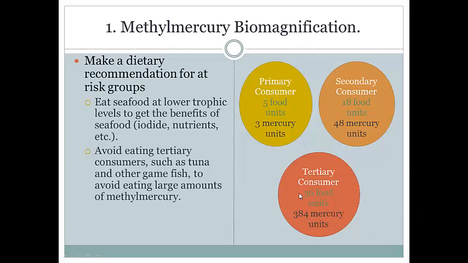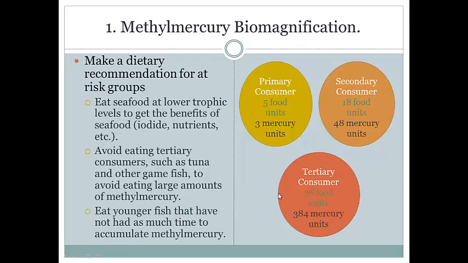Avoid eating these tertiary consumers. These are going to be like tuna, game fish, the large predatory fish that are in the ecosystem. Avoid eating those to avoid eating large amounts of methylmercury. Another option might be to eat younger fish. Younger fish have been feeding in the environment for less time, therefore they have not been able to accumulate as much methylmercury.